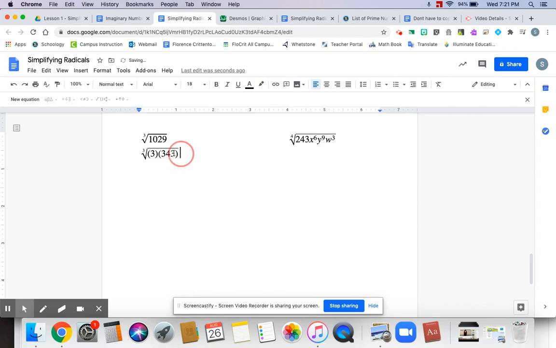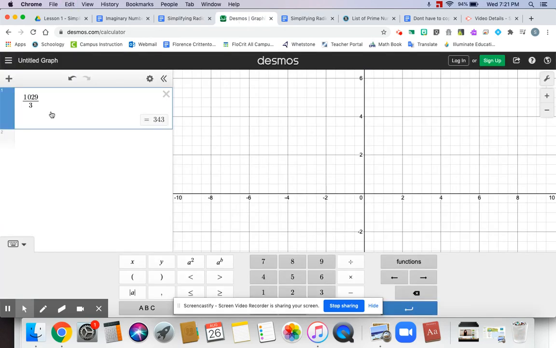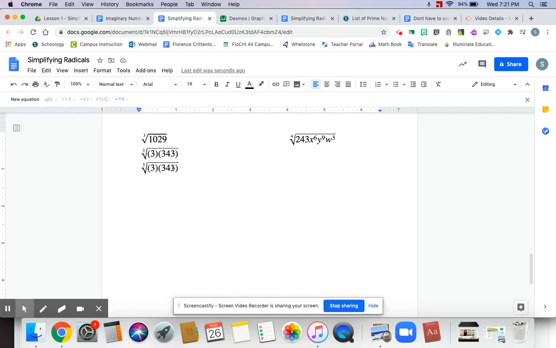Okay, so I'm going to try to take 343 apart. 2? No. 3? Nope. Not 5. 6. 7. 7 works. 7 times 49. So this 343 splits into 7 times 49.